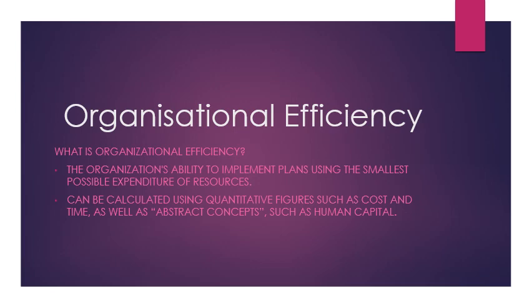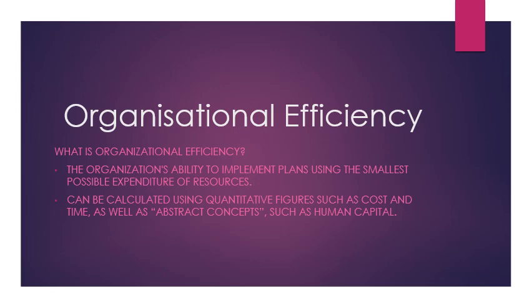Organisational efficiency. What is organisational efficiency? Organisational efficiency is the organisation's ability to implement its plans using the smallest possible expenditure of resources and is calculated using quantitative figures such as cost and time, as well as abstract concepts such as human capital. For example, if a business is able to produce 100 units of its product by spending $2 per unit, it is more efficient in production than a smaller business that produces 100 units of the same item at $3 per unit. One way that companies can do this is by downsizing.